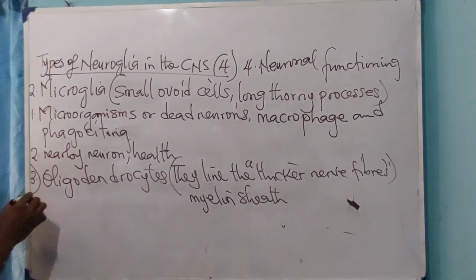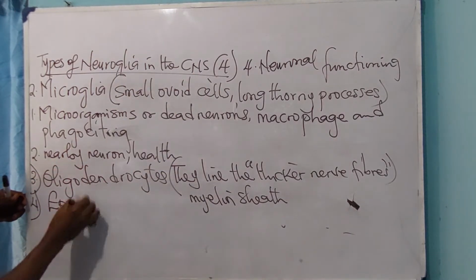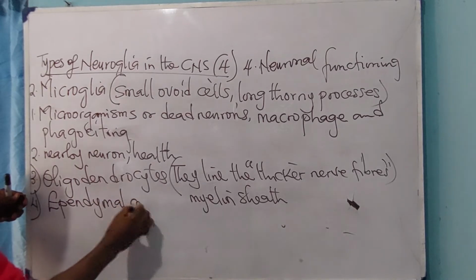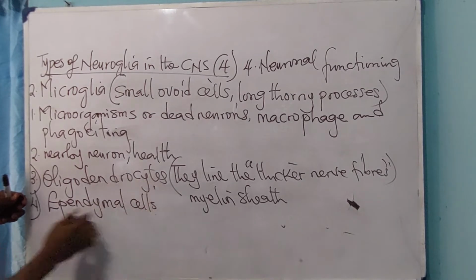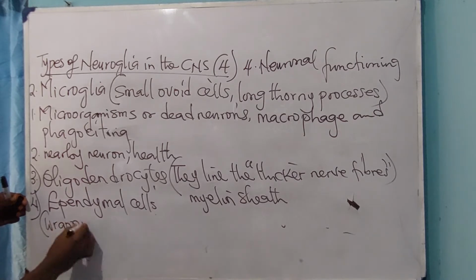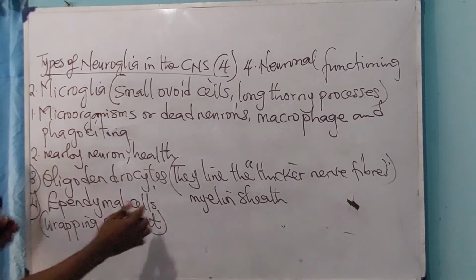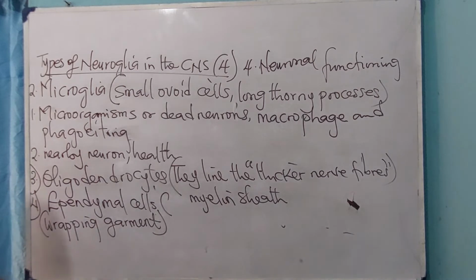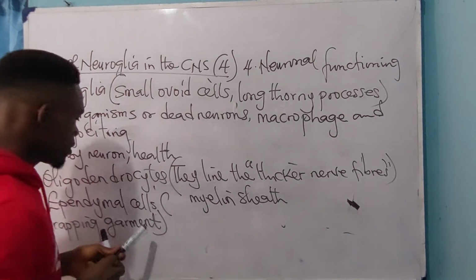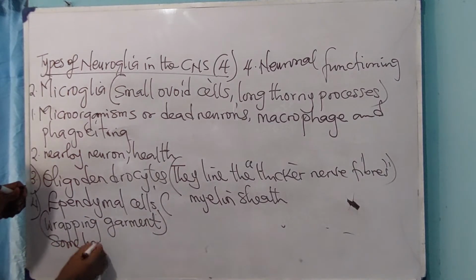Now, the fourth one, which is the last type of neuroglia in the central nervous system, is the ependymal cells. These ependymal cells are otherwise called wrapping gametes. That's otherwise called what? Wrapping gametes. Now some of these ependymal cells have cilia.